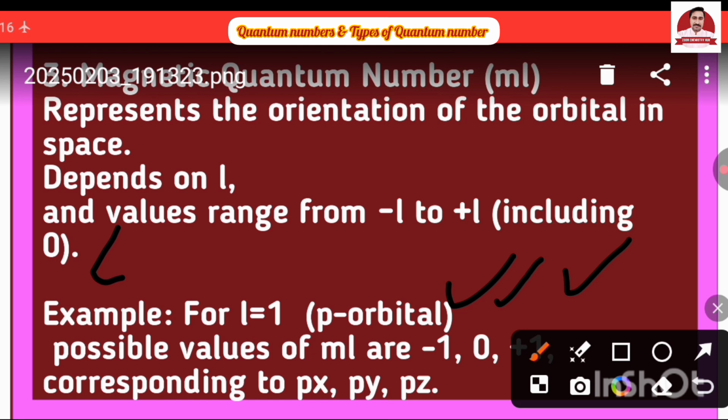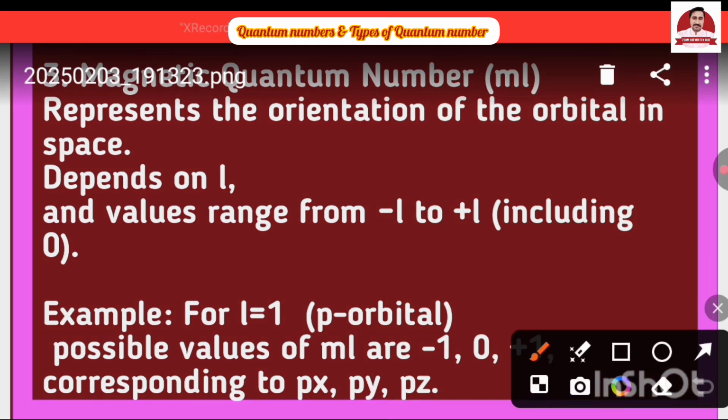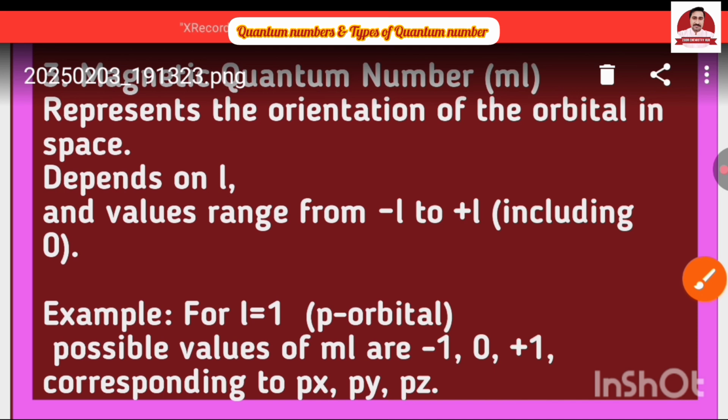Here when L is equal to 1, then the m value will be minus 1, 0 and plus 1. And minus 1 for px, 0 for py and plus 1 for pz.